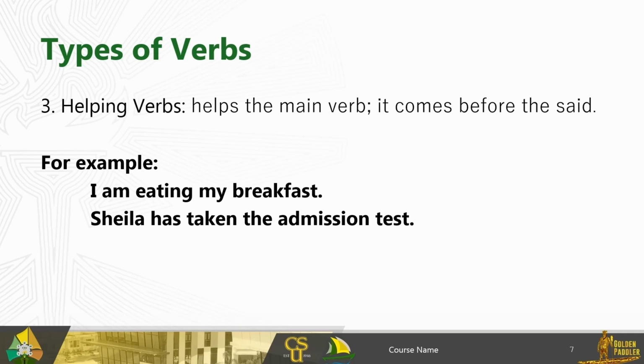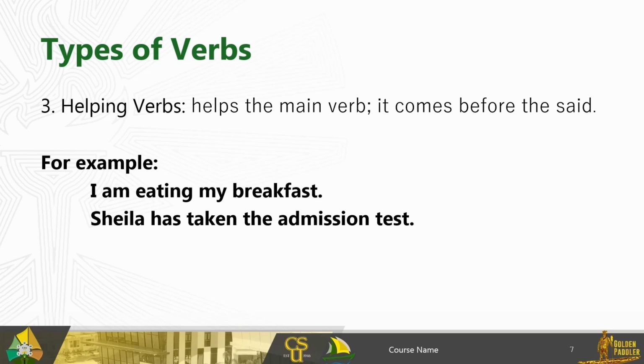Lastly is the helping verbs. Helping verbs are also known as auxiliary verbs. They assist the main verb in expressing tense, mood, or voice. They come before the main verb in a verb phrase. Examples of helping verbs are am, is, are, was, were, be, being, been. Have, has, had, do, does, did, will, shall, would, should, can, could, may, might, must.